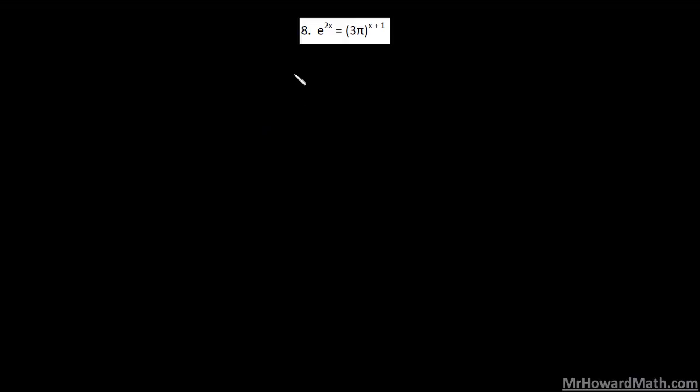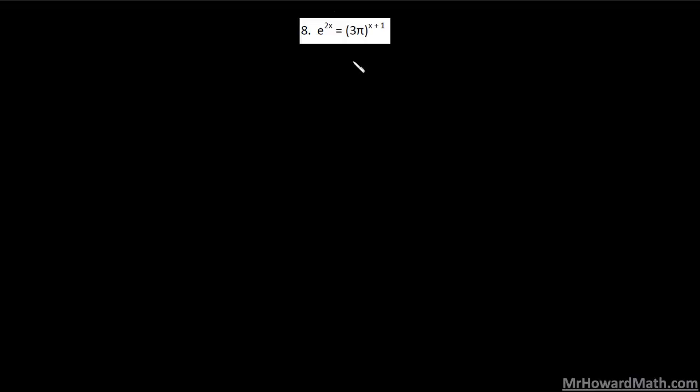So problem 8 here, for my students by the way, this is 8 on your lesson 4 homework from the logarithm unit. So e to the 2x equals 3 pi to the x plus 1. So I've got an exponential equation. I have these variables, an x over here and an x over here, that I need to solve for. They're in the exponent location.